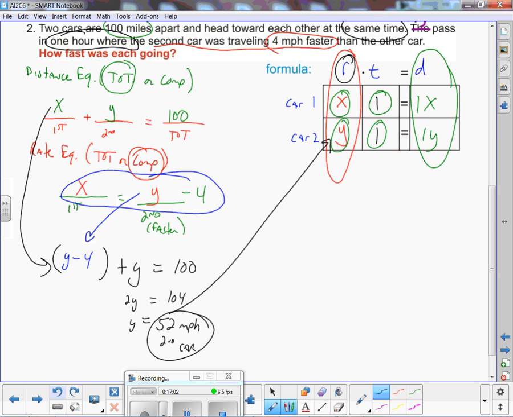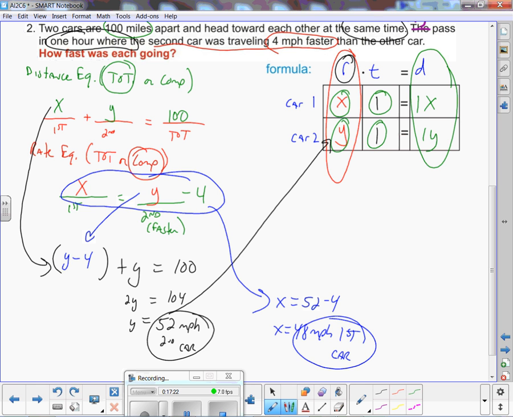Now, how would you get the first car? Well, this one you can do in your head. But if not, you would use the first equation. Now subbing in the 52 for the y, notice how you get 48 miles per hour is this first car.